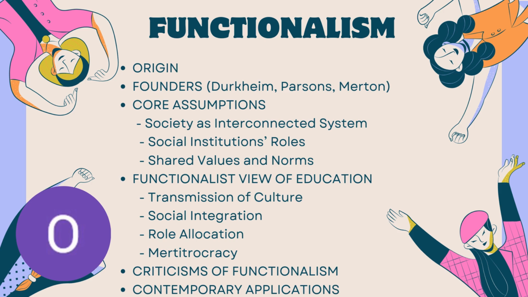Social control mechanisms, for example laws, sanctions, and peer pressure, also play a role in enforcing conformity to shared norms and values and correcting deviant behavior that threatens social order.